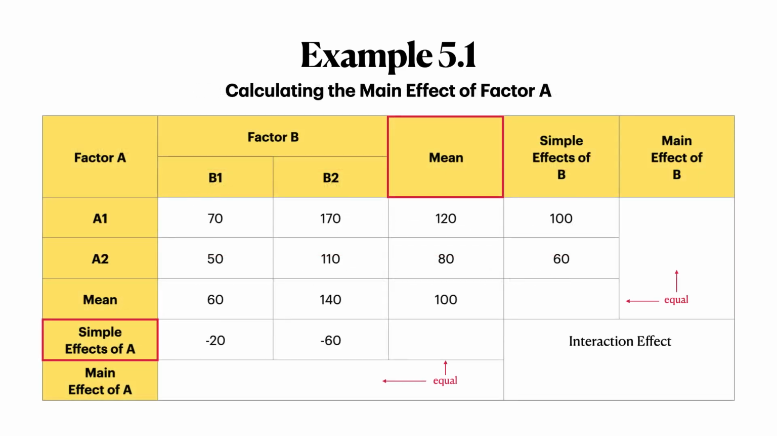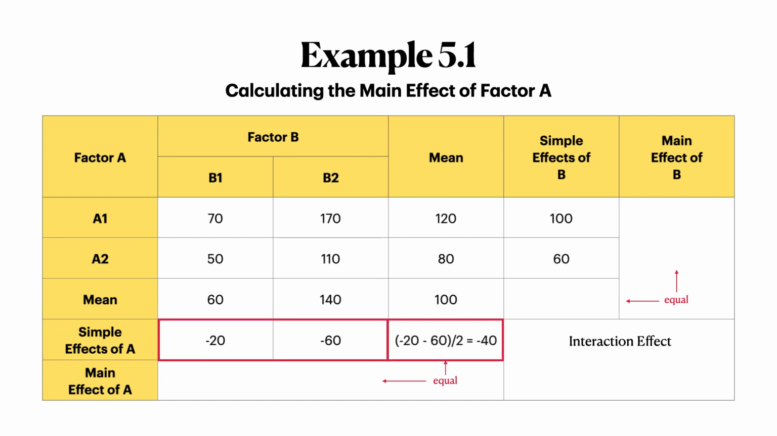Now, this value has a particular location in the two-way table. It's in the cell at the intersection of the column and row corresponding to the mean of the simple effects of A. And so we're going to be averaging the simple effects of A, negative 20 and negative 60, and putting that average into the mean column for that row. And so we see that negative 20 minus 60 over 2 is equal to negative 40. And so that's where that value would go. And that cell, therefore, gives us the main effect of A.